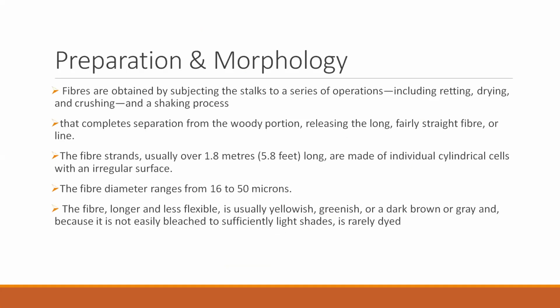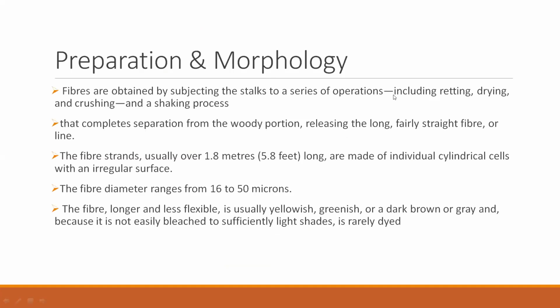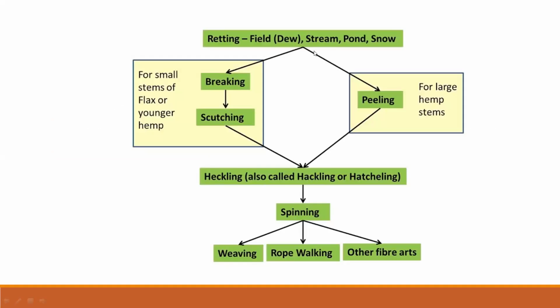The preparation: fibers are obtained by subjecting the stalks to a series of operations, which include retting, drying, crushing, and a shaking process. Retting, drying, crushing. Retting is done in field dew, stream, pond or snow. Retting means treatment with water for a long time. Then for small stems of flax or younger hemp, you have to do breaking and scorching, and for large hemp stems, you have to do peeling. Breaking means you have to break into smaller parts.